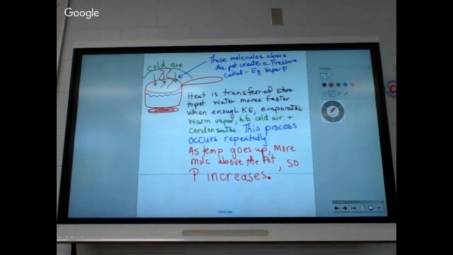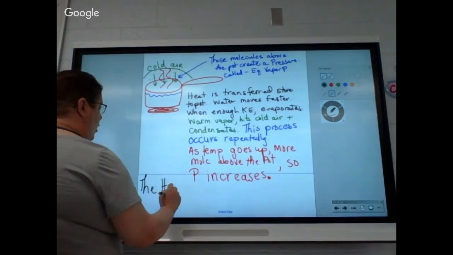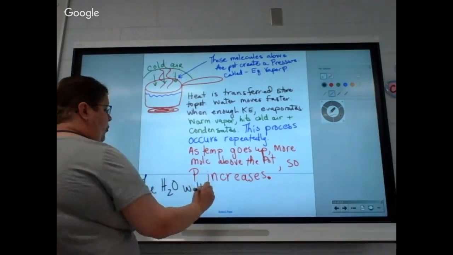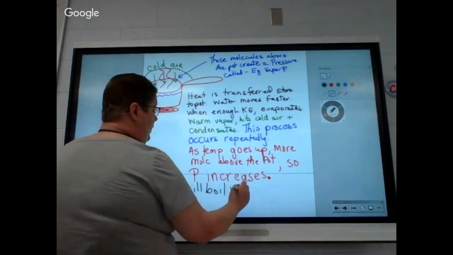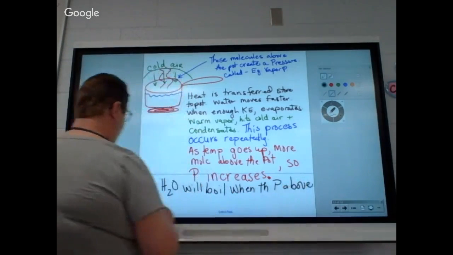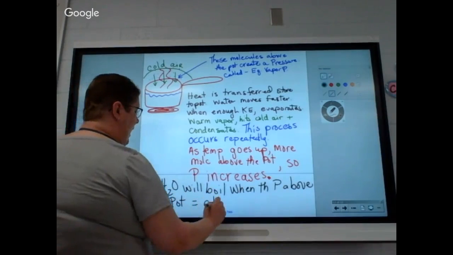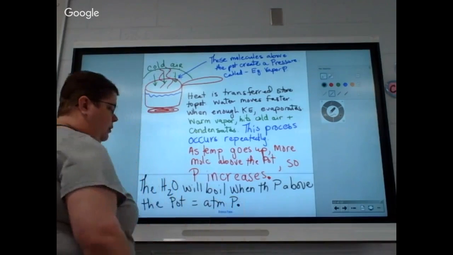Now, so when's the water going to boil? All we're doing is talking about pressure above the pot. When's the water going to boil? When it equals what? Atmospheric pressure. The water will boil when the pressure above the pot equals atmospheric pressure.